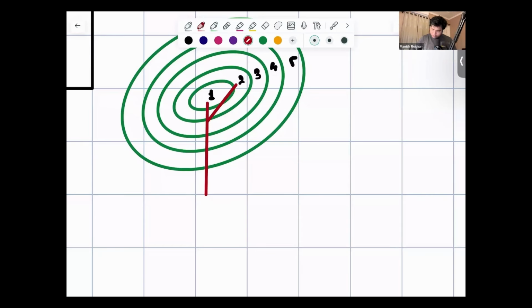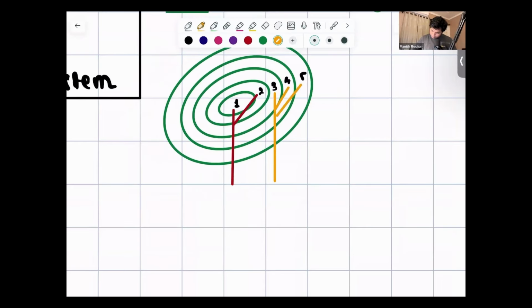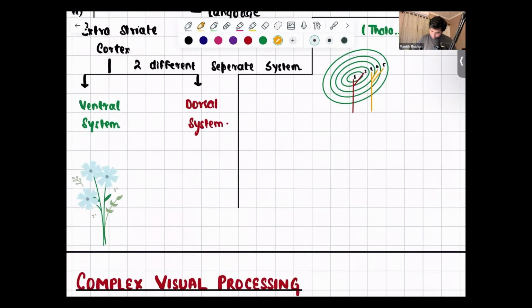And from layers 3, 4, and 5, there arises a pathway that is called the parvocellular pathway. This is the lateral geniculate body, and these are the two pathways that we are going to see. One is the magnocellular pathway, shown by the red line, and one is the parvocellular pathway. The magnocellular is also called the M pathway, and the parvocellular is called the P pathway.